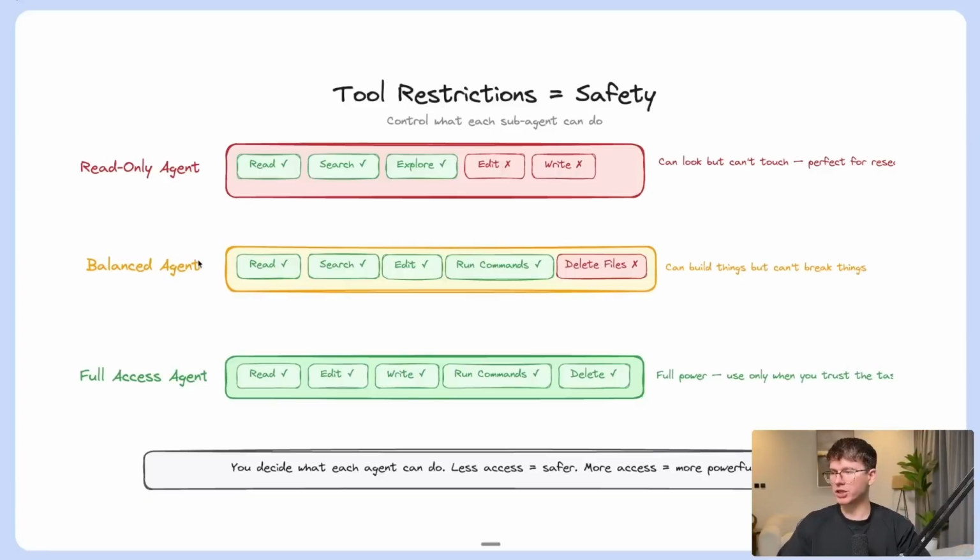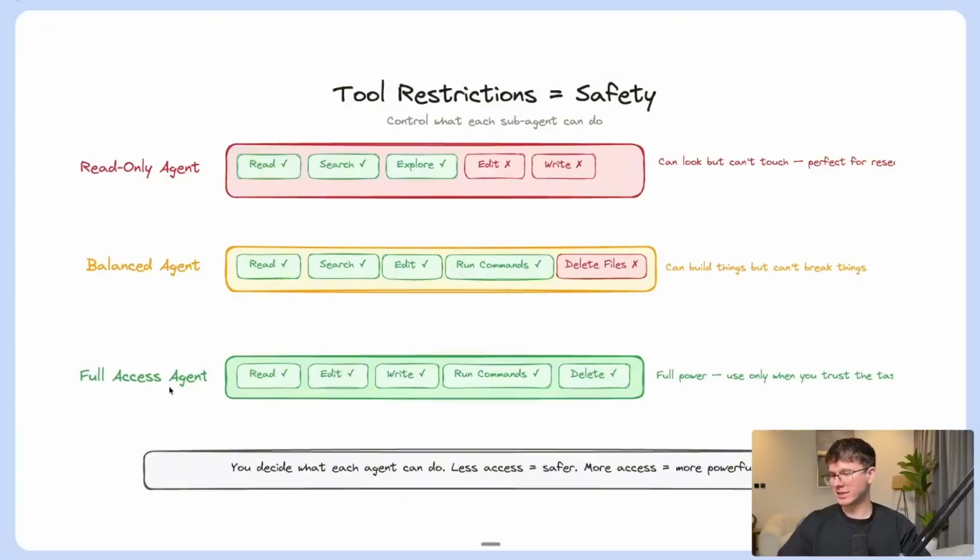Then we have the balanced agent. It can read, search. It can also edit and run commands, but it cannot delete files, right? It can build things, but can't break things. It can only add, but it can't remove, which is great because a lot of times when you have an agent that's out of hand, that's going everywhere, it can delete things that later on you can't get back, right? And so you want to keep it normal and clear.